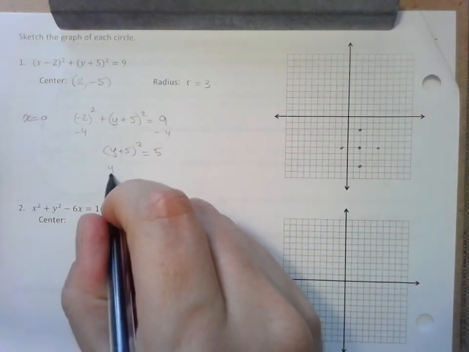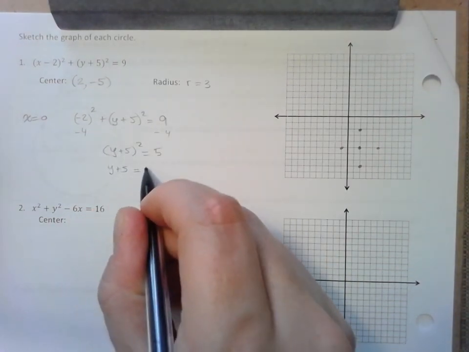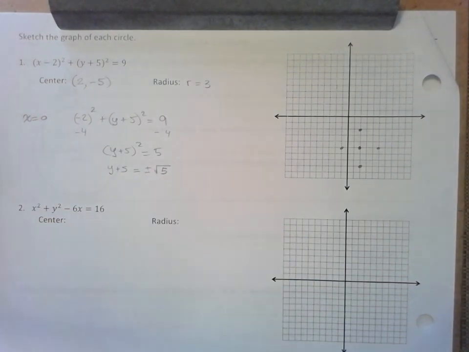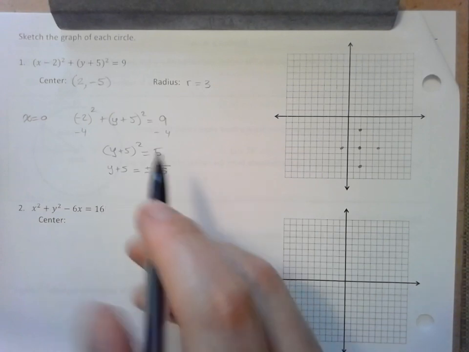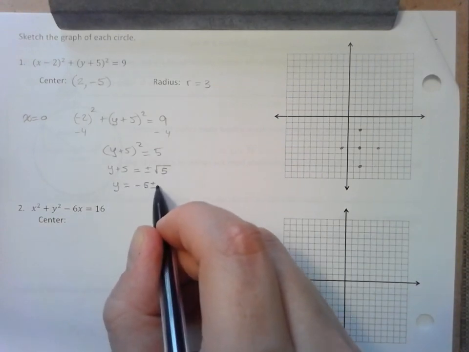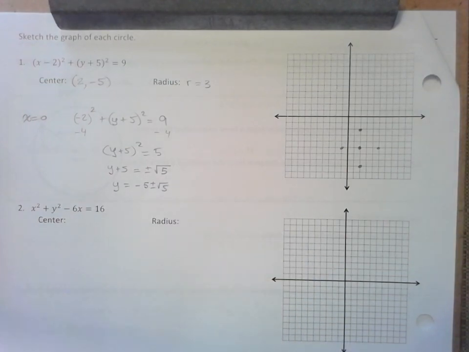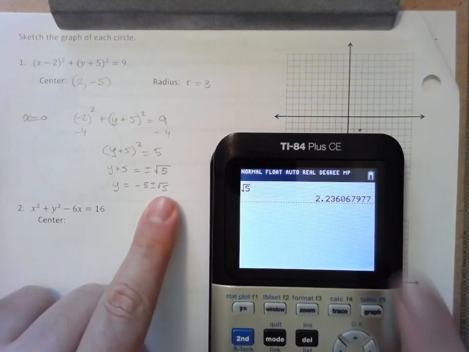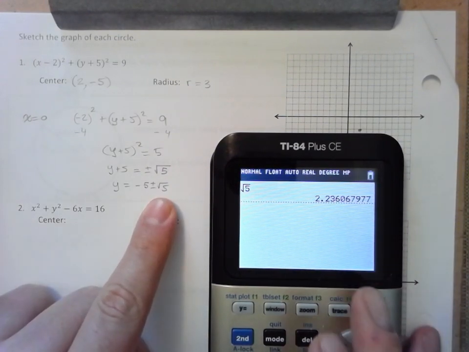Square root both sides. And since this is a coordinate and not a length, we're going to use the plus and the minus sign. Finally, let's subtract 5 from both sides. -5 plus or minus the square root of 5. Let me use my calculator and identify what the value of the square root of 5 is. Square root of 5 is approximately 2.24 units.